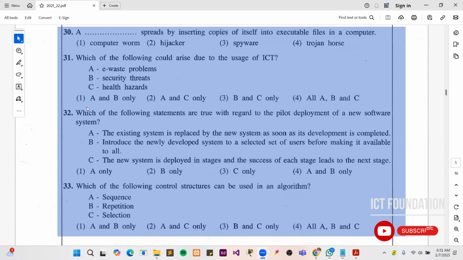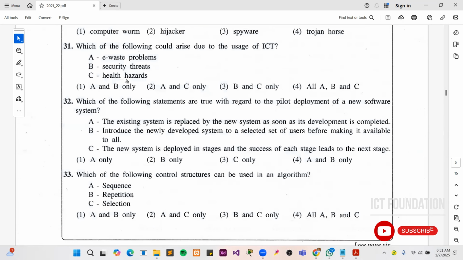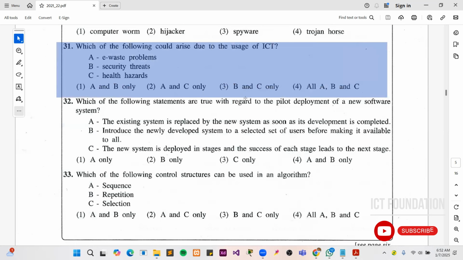In this question, they have asked about e-waste, security threats, health hazards, and common issues like that. So we'll discuss the 31st one. Here they are asking, which of the following could arise due to the usage of ICT?